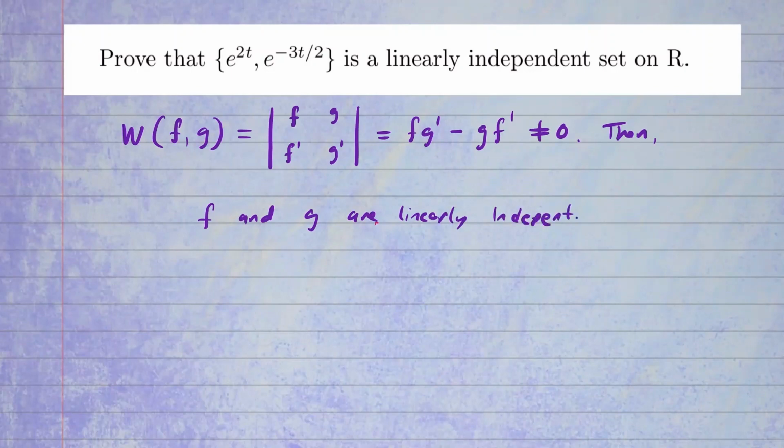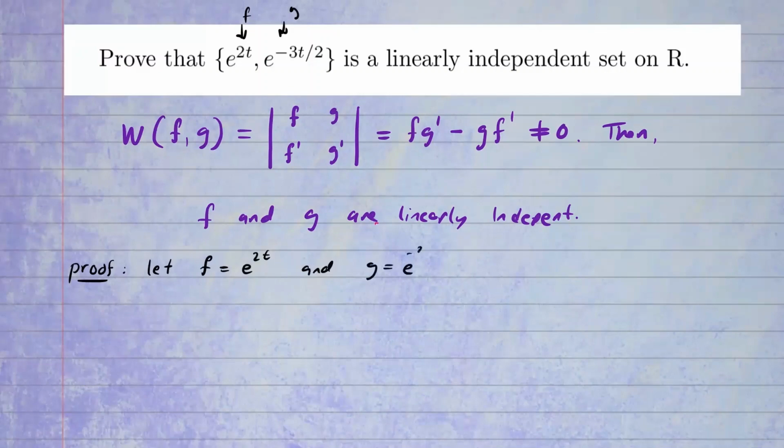So that's what we're going to be using for this problem. Let's go ahead and prove this. We're going to call this one our f and this one our g. So here's how the proof is going to be. Let's define this function. Let f be equal to e to the 2t and g be equal to e to the negative 3t over 2. And let's go ahead and compute the Wronskian and see if it's equal to 0 or not.